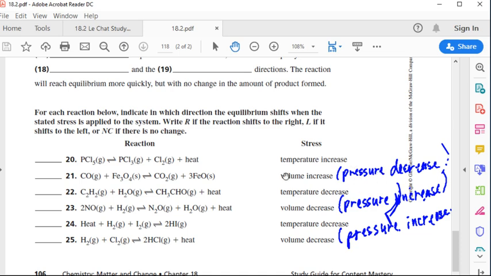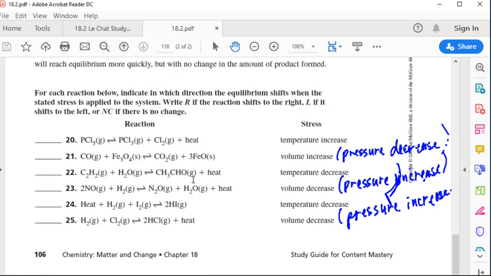So if you change the pressure, guess what? Nothing happens. There'll be no change because there are equal numbers of gases on each side. So it could shift to the right, shift to the left, or as in this case, no change. So please be aware of that. All right, so go ahead and do that, and you should be okay with that.